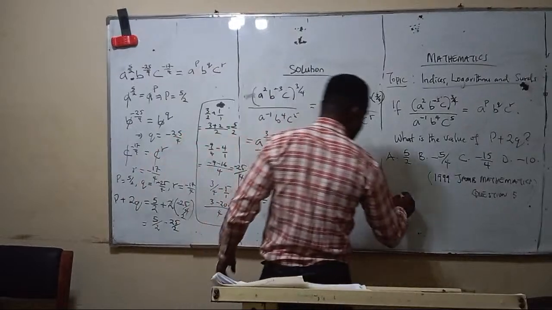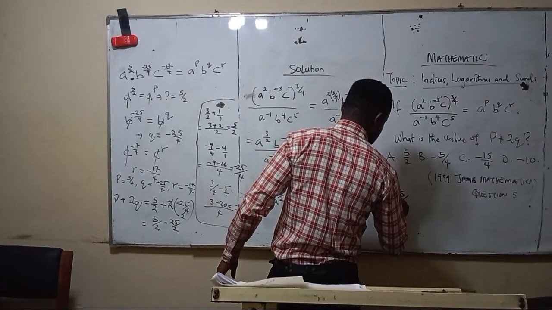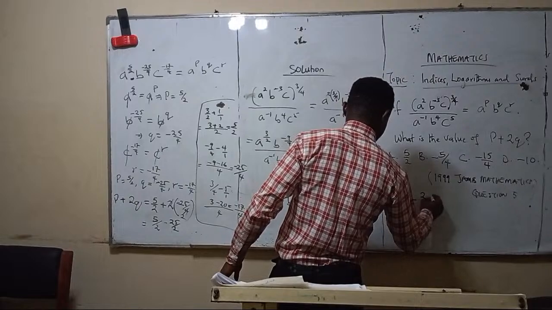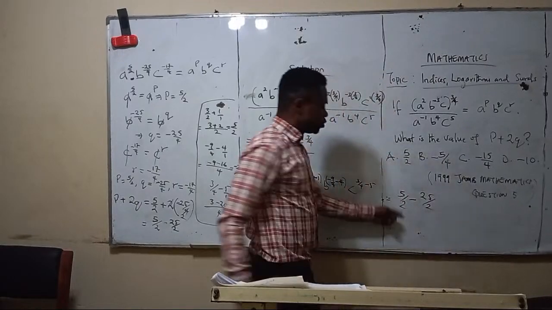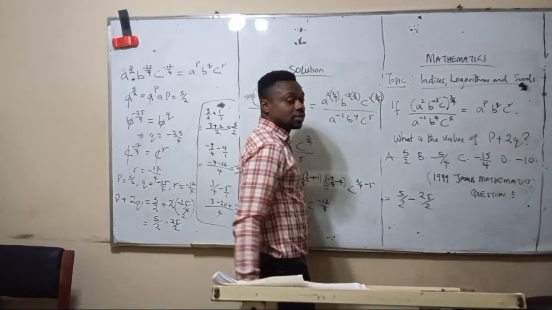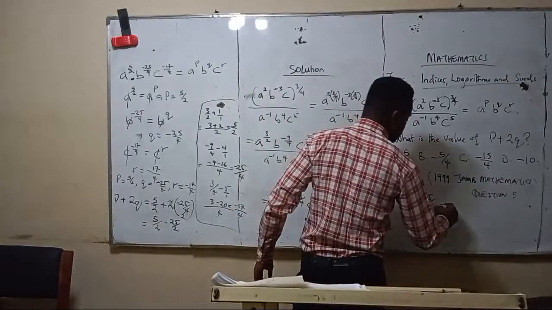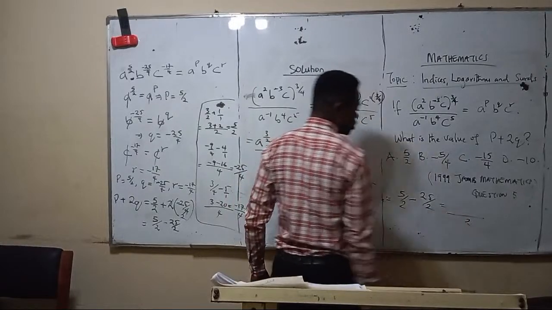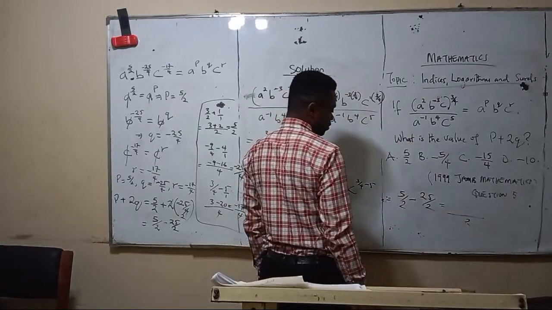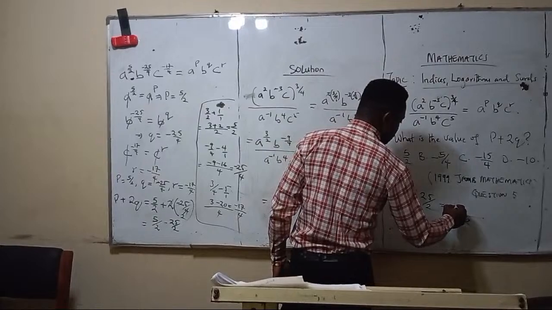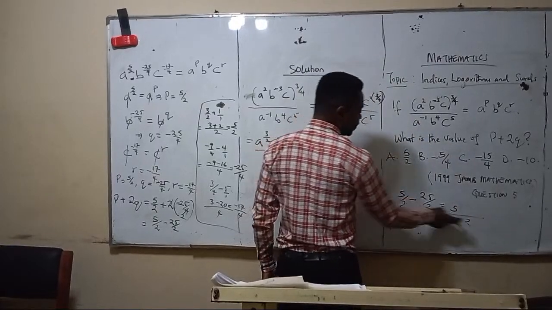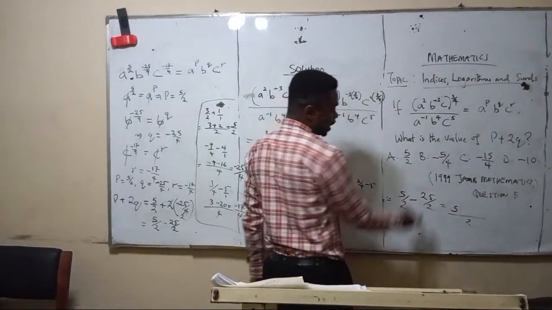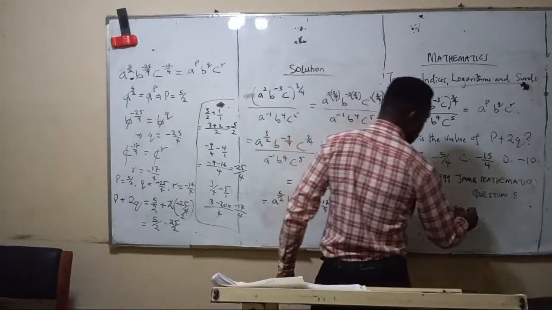So we have 5 over 2 minus 25 over 2. 2 is in the denominator, so we simply bring out one of the 2's as LCM, which is 2. 2 divided by 2 is 1. 1 times 5 is 5. 2 divided by 2 is 1. 1 times minus 25 is minus 25.